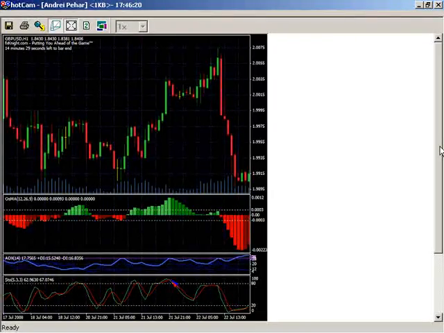When they cross and the red comes out on top, that's your warning to get out of existing longs. That means the bears are overpowering the bulls. Okay, the cross is the point of overpowering.